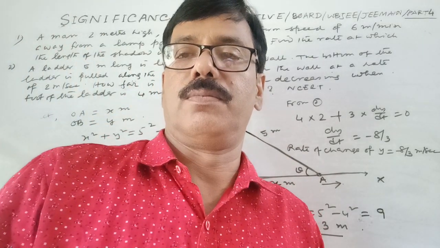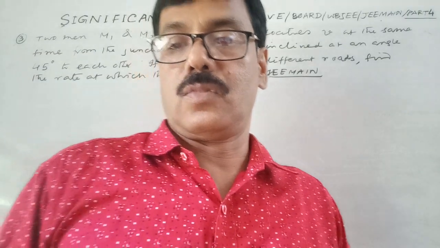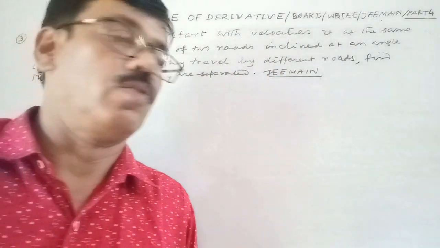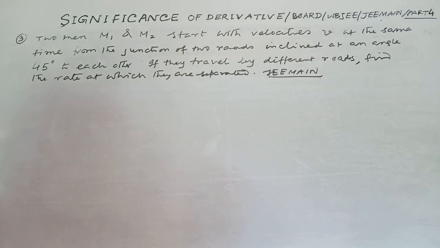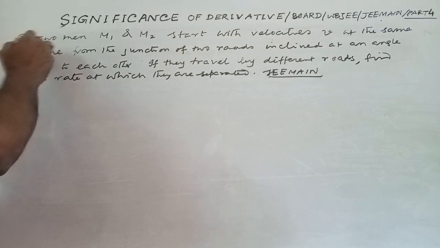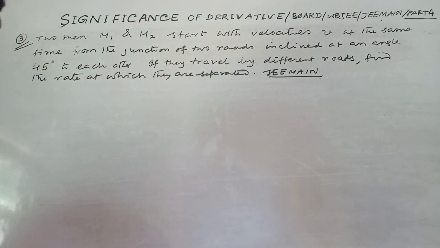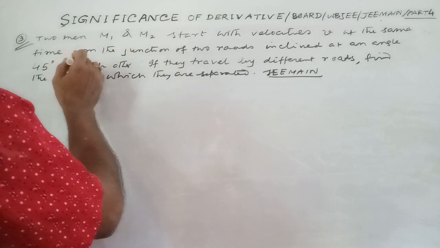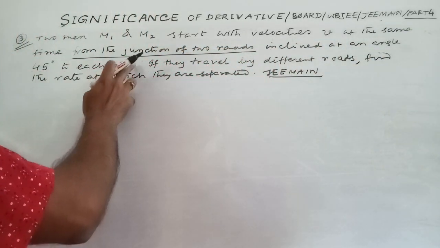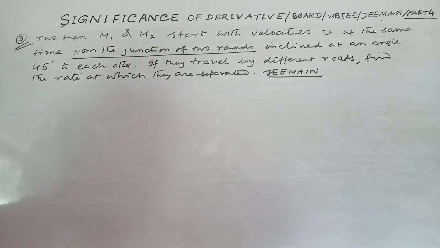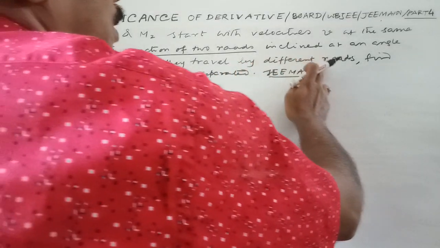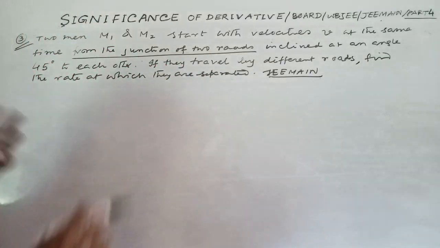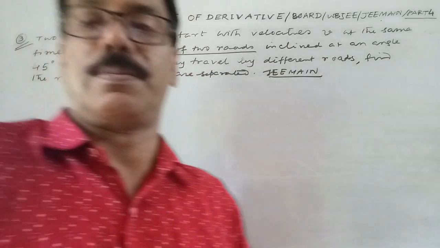Now next problem. Consider one more problem. Two men M1 and M2 start with velocity v at the same time from the junction of two roads, inclined at an angle 45 degree to each other. If they travel by different roads, find the rate at which they are separated.